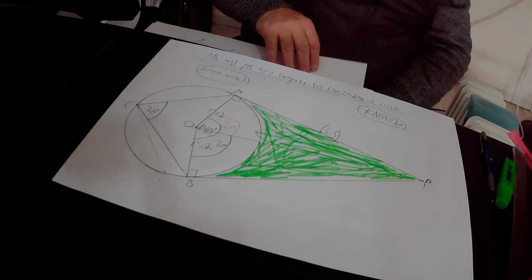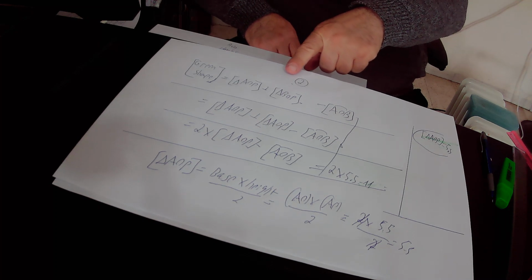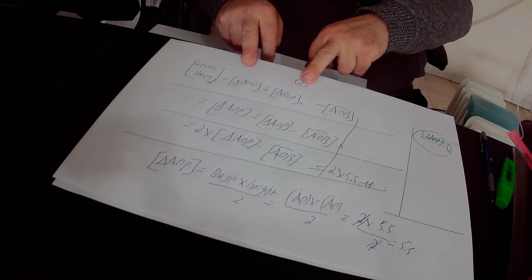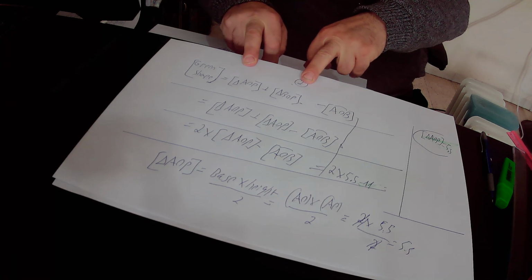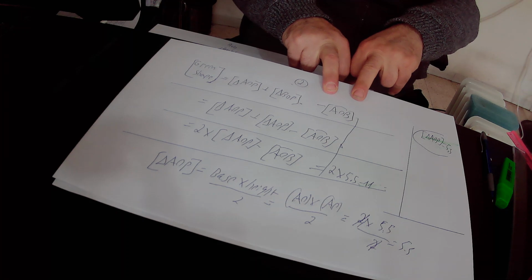I repeat, the area of the green shape in total equals the area of the upper right triangle AOP plus the area of the lower right triangle BOP. This gives us the area of quadrilateral AOBP, and we have to subtract from the area of quadrilateral AOBP the area of the sector AOB.